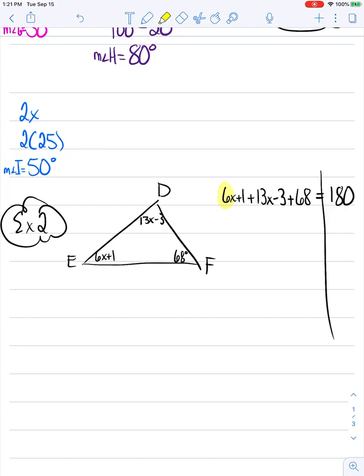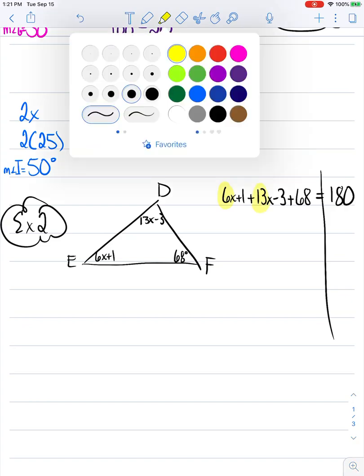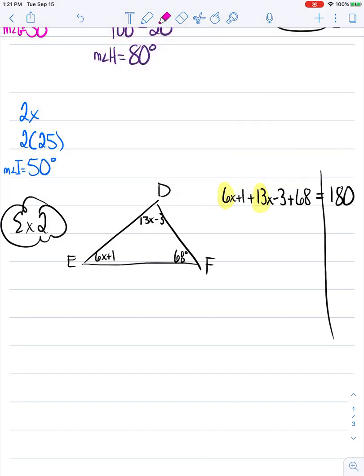So I do notice that I have some like terms. 6x and 13x are alike because they both have x. 1, -3, and 68 are alike because they don't have x. So now let's combine those. 6x plus 13x is 19x. 1 minus 3 is -2, and -2 plus 68 is going to be plus 66 equals 180.